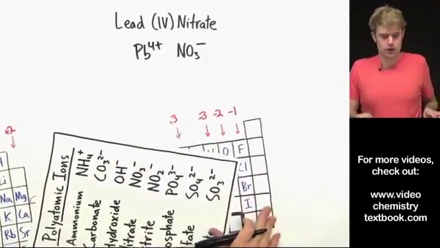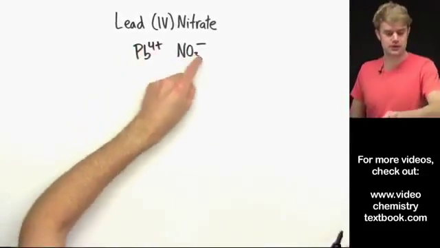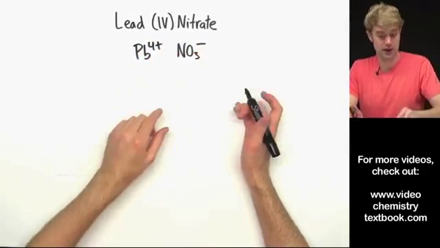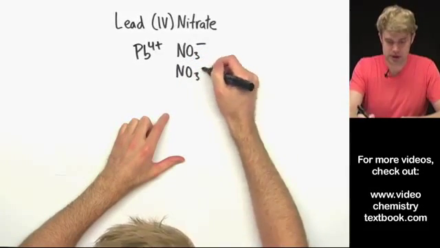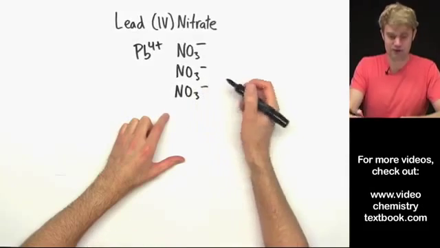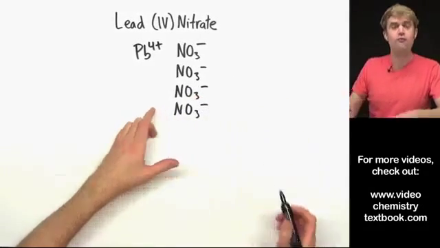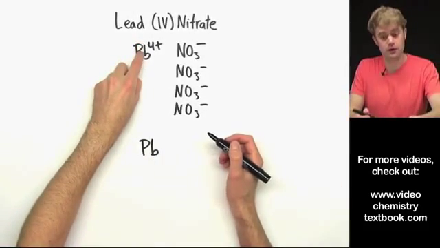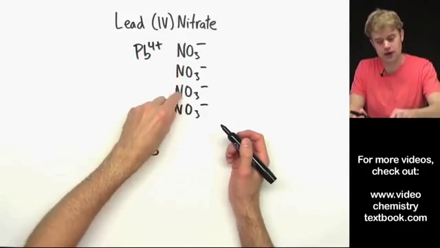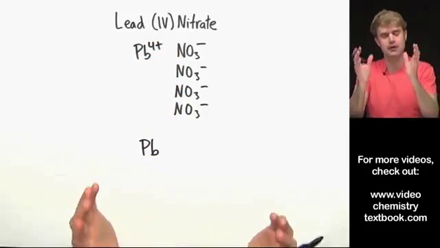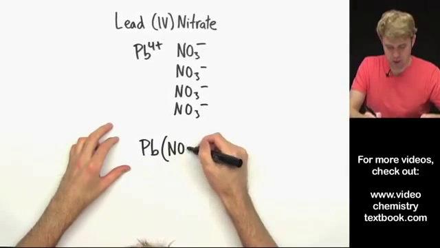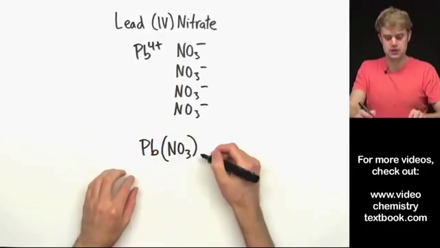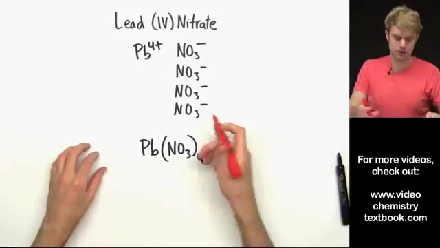So now we want to add one or both of these to make the charges balance. We have 4+ from the lead, and we have 1- from the nitrate. So I add another one of these. Now I have 2-, now I have 3-, and now I have 4-. So my formula is going to be Pb, I have just one of those, and then I have 4 of these nitrates. And since this is a polyatomic ion, I'm going to use parentheses because I want to show that I have 4 of this whole clump. So I put NO3 in parentheses and then do 4 outside those parentheses.